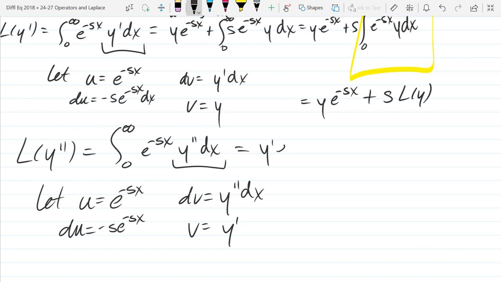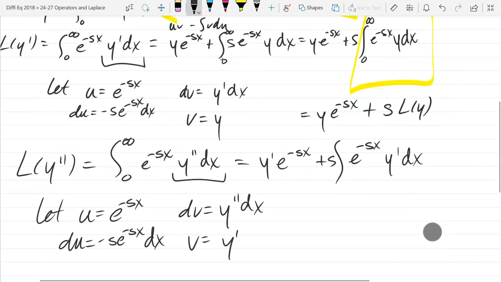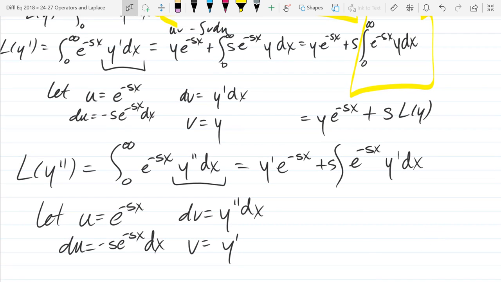So it's y prime e to the negative sx minus, we're going to get a second minus, so it'll be positive, the integral of s e to the negative sx, and then dv turns into, I need an extra dx there, so now it's y prime dx. I think I subbed everything in correctly. Basically, it's what we got in the upper right corner, except the y prime is where y used to be. So basically, the derivative on y is going up one.